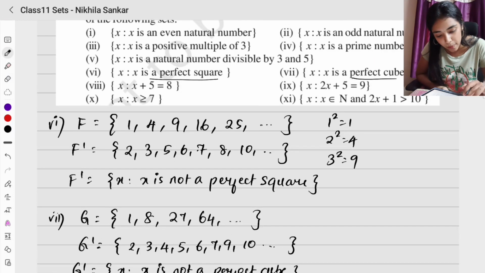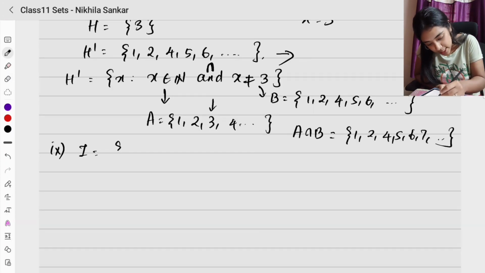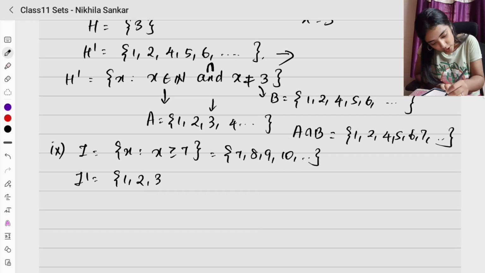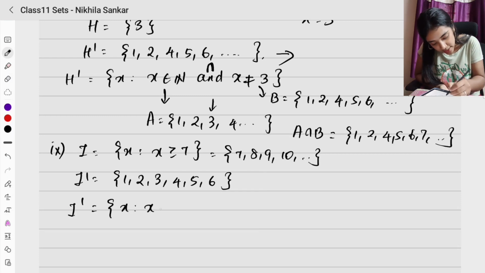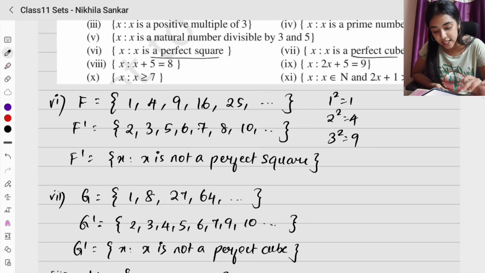Ninth subsection, x such that x greater than or equal to 7. I equals x such that x greater than or equal to 7. So what are all the elements going to be? 7, 8, 9, 10 and so on. So what is my I dash? It is going to be the numbers till 6. So 1, 2, 3, 4, 5 and 6. These are going to be the only elements. So how can I write I dash? I dash is equal to x such that x belongs to natural number, comma, x less than or equal to 6. Or I can write this as x such that x belongs to natural number, comma, x less than 7. Okay, this is the simplest way of writing this.